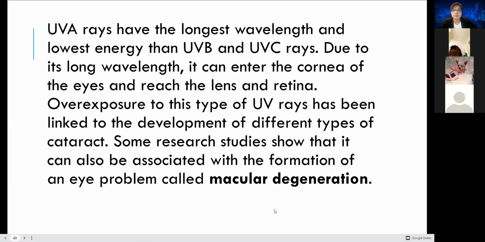UVA rays have the longest wavelength and the lowest energy compared to UVB and UVC. Due to its long wavelength, it can enter the cornea of the eyes and reach the lens and retina. Overexposure to this type of UV ray has been linked to the development of different types of cataract. Some research studies show that it can also be associated with an eye problem called macular degeneration, a degenerative disease in the macular area of the eyes.